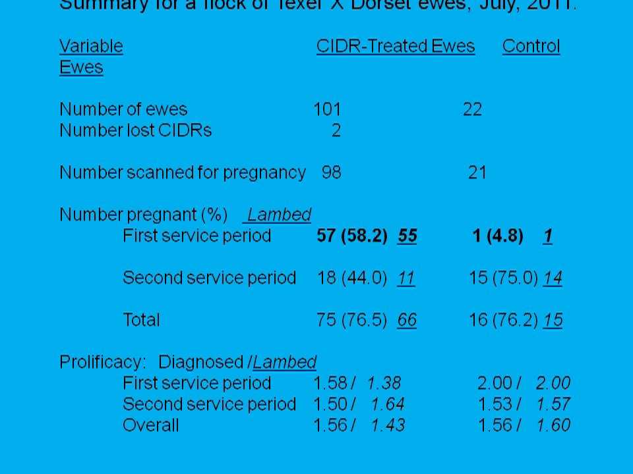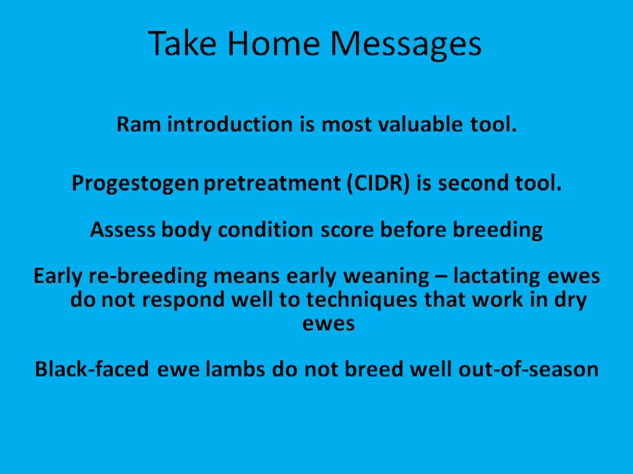So the take-home messages from these studies with the synchronization out of season are that first, ram introduction is our most valuable tool. Progesterone treatment, particularly with the cedar in this case that we've used, is the second tool. Body condition before breeding is important. Early rebreeding means early weaning. The lactating ewes don't respond well. We like to have them weaned at least 10 days, and preferably 14, before we put them into one of these programs.